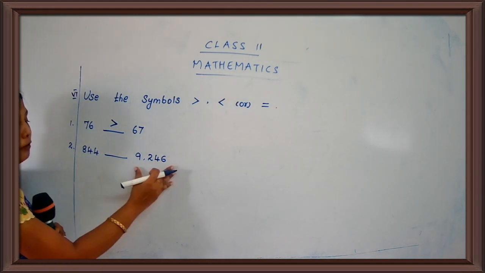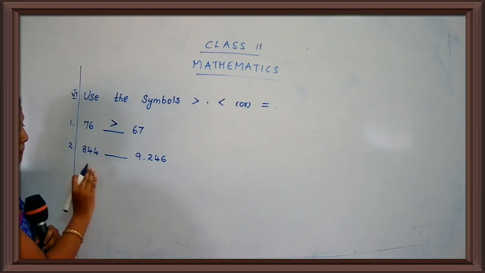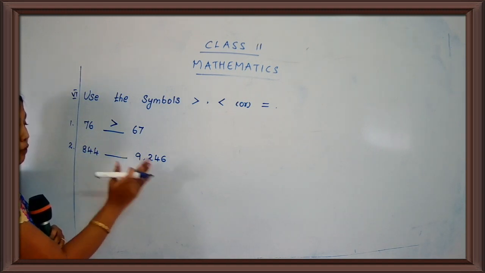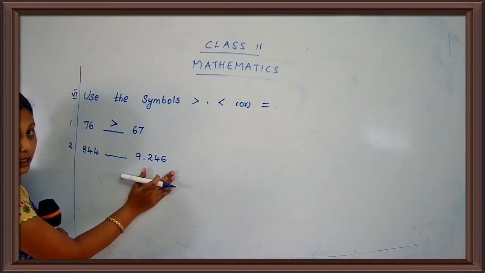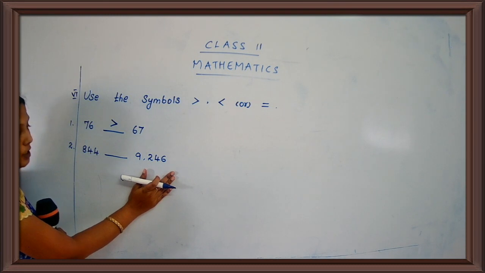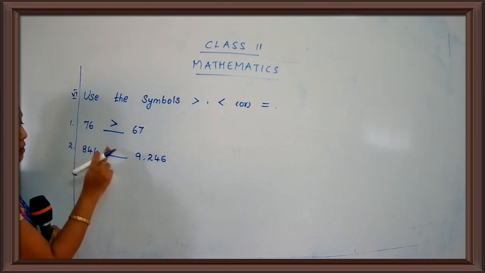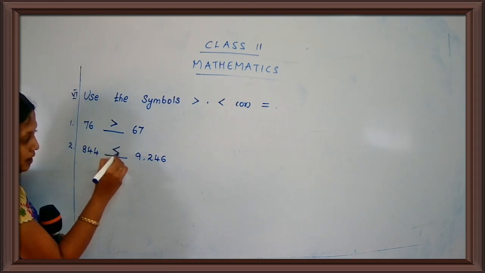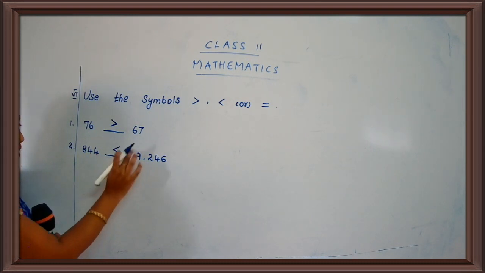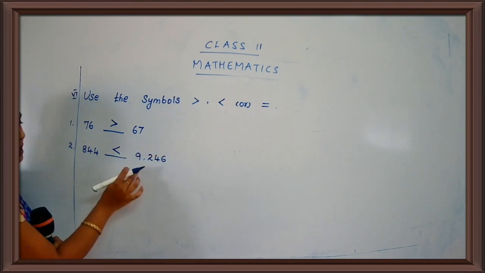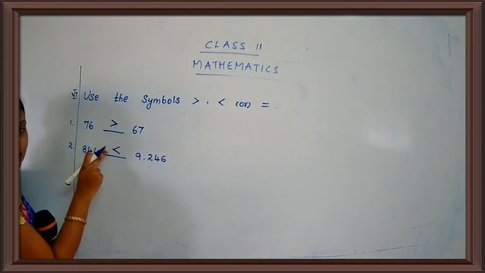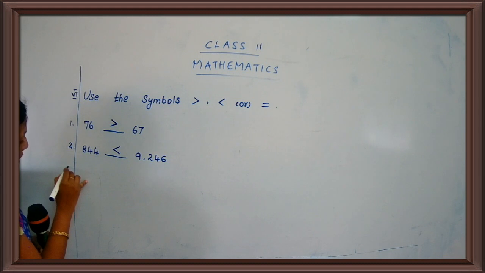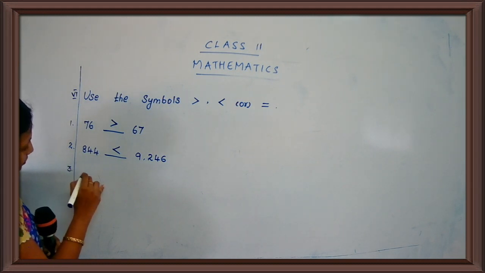Here a 3-digit number, here a 4-digit number. If you compare these two numbers, the 4-digit number is the greatest number. Which symbol do you want to use here? Less than. The left side number is smaller, the right side number is the biggest number. So we have to use the less than symbol. Okay children, then see the third one.